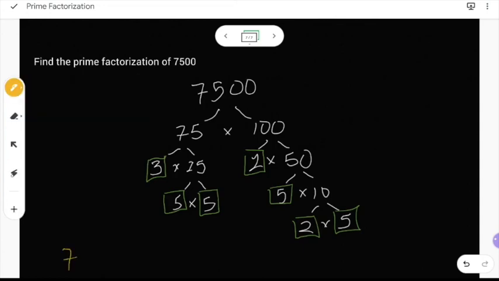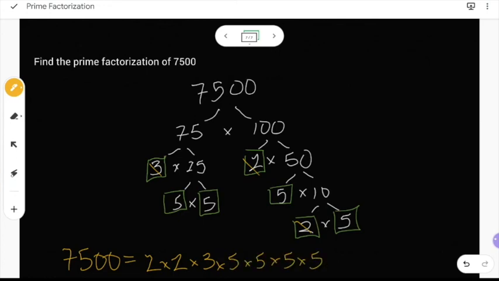So I'm going to say 7,500 is equal to, now I'm going to take care of all my small primes first. So I'm going to find all the 2s. I've got a 2 here, so I'm going to write that one down. And then I've got another 2 here, so I'm going to write that one down. And then I don't have any more 2s. So the next smallest number is a 3. So I'm going to write that one in. And in the rest of my green boxes, now I just have 4 5s. So I'm going to make sure I write down 1, 2, 3, 4, 5.